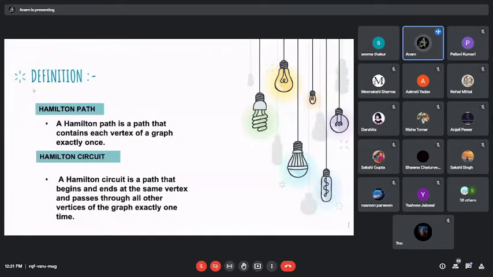Now let us move to the definition of Hamilton path and circuit. A simple path in a graph that passes through each vertex exactly once is called a Hamilton path, and a simple circuit in a graph G that passes through each vertex exactly once is called a Hamilton circuit.